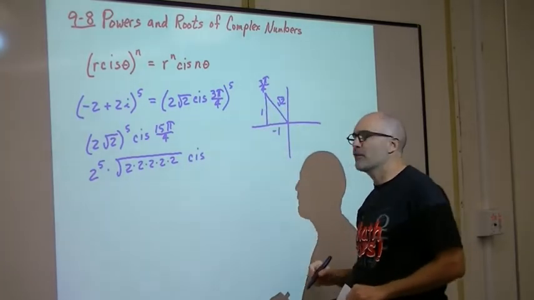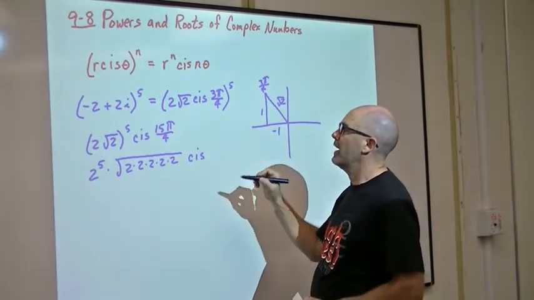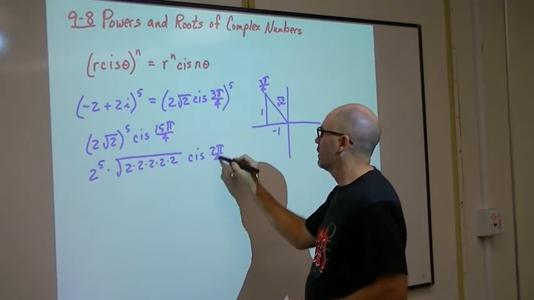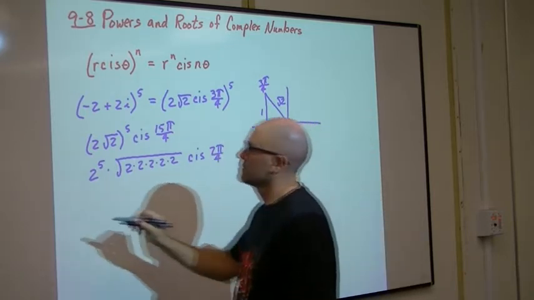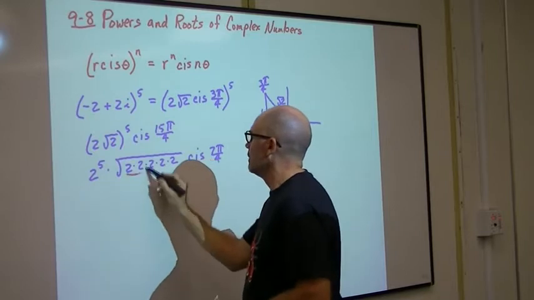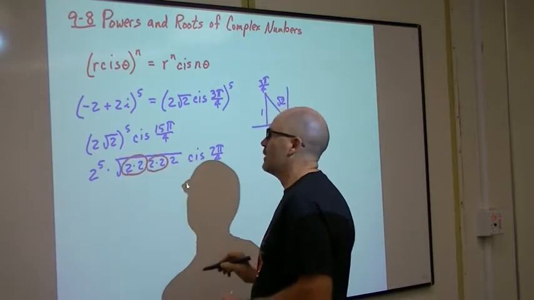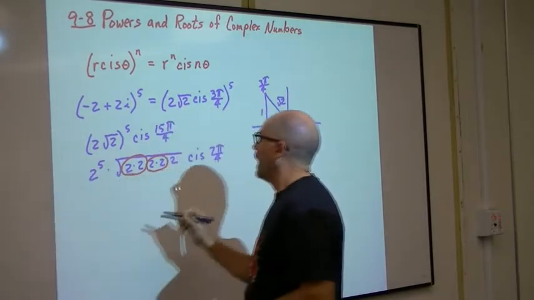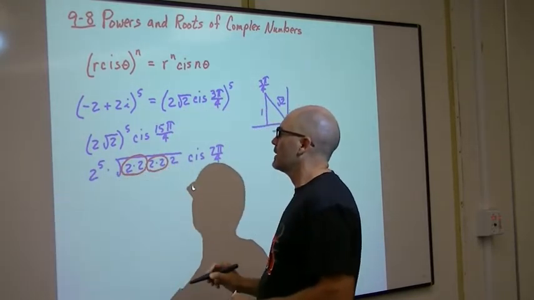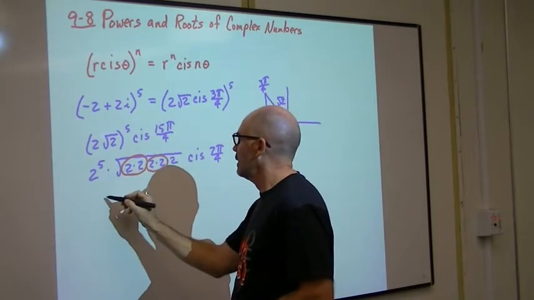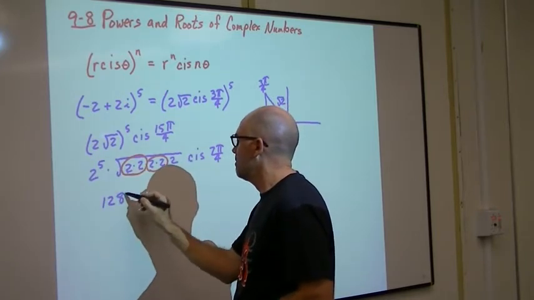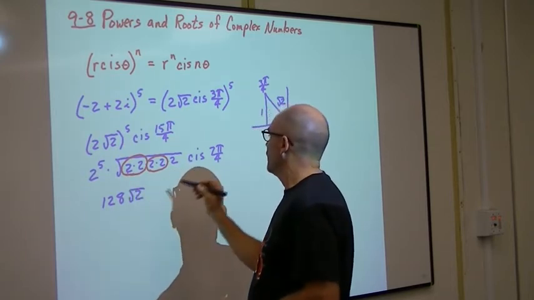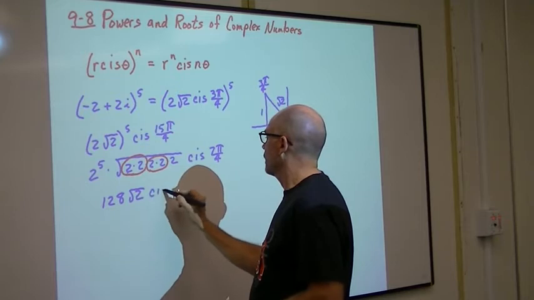If it's 15 pi over 4, we can subtract off 2 pi, which means subtracting off 8 pi over 4. So now I've got two pairs of two that band together, and so I end up with a 2 squared outside, so 2 to the 7th is 128. We all remember our mental math. So I've got 128 square root of 2 cis 7 pi over 4.